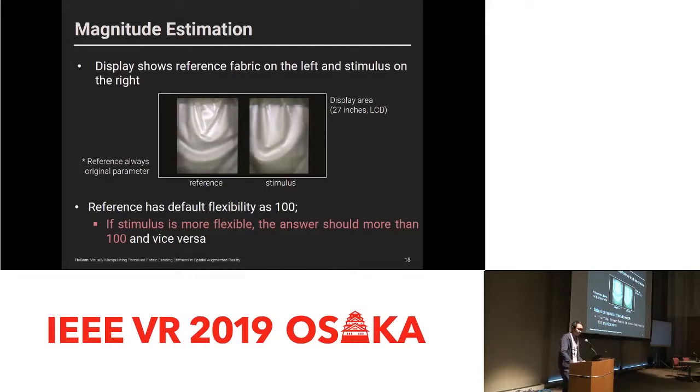The display shows the reference fabric on the left and the stimulus with the flow enhancement projection on the right. Both are played at the same time. We asked the participants to rate whether the left fabric or the right fabric is more flexible, and if the answer is the right side, they should estimate a value of more than 100.